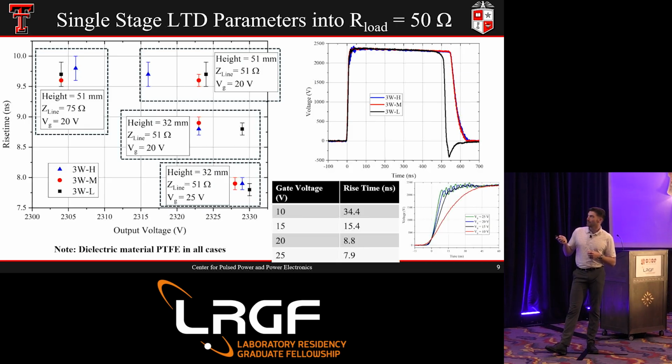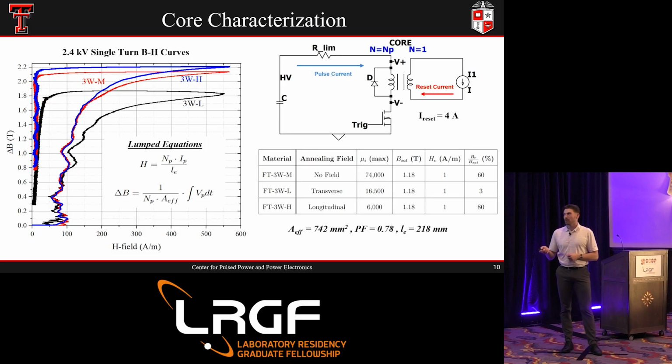So briefly, this is what the waveforms look like at 550 nanosecond pulse. This is to show the 3 different materials. I'll talk about it in just a second. There's no real difference in rise time, and that's shown here, or flat top. The only difference is that the 3WL, which is a lower flux availability core, saturates earlier. So these are the 3 cores we looked at: 3WL, 3WH, 3WM.